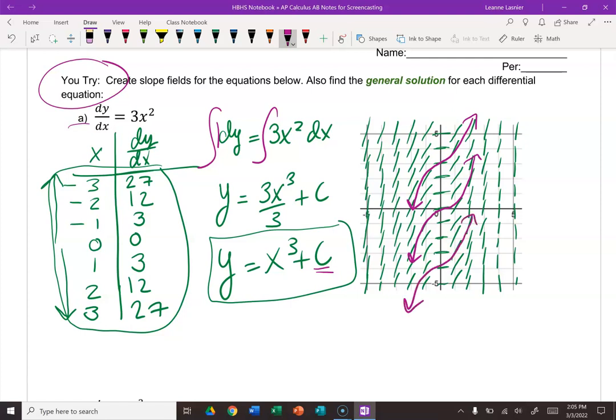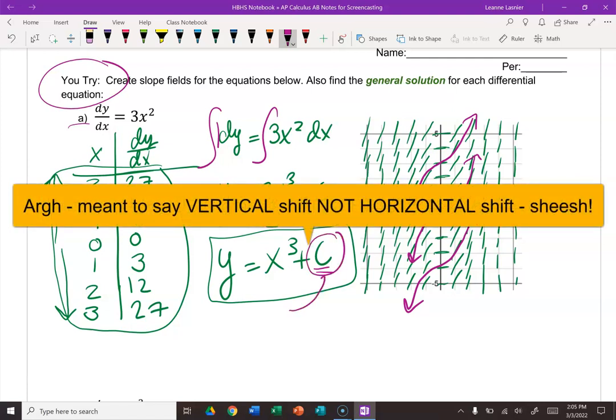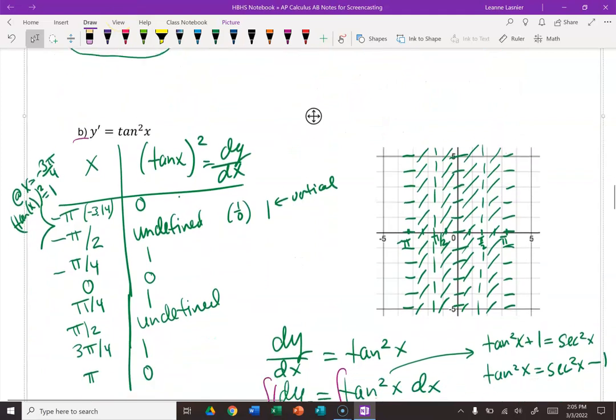So these are just all of the different cube root graphs centered at (0, 0) with maybe some sort of horizontal shift based on whatever the constant might be. So that was A. And then B, of course, was a little bit trickier.